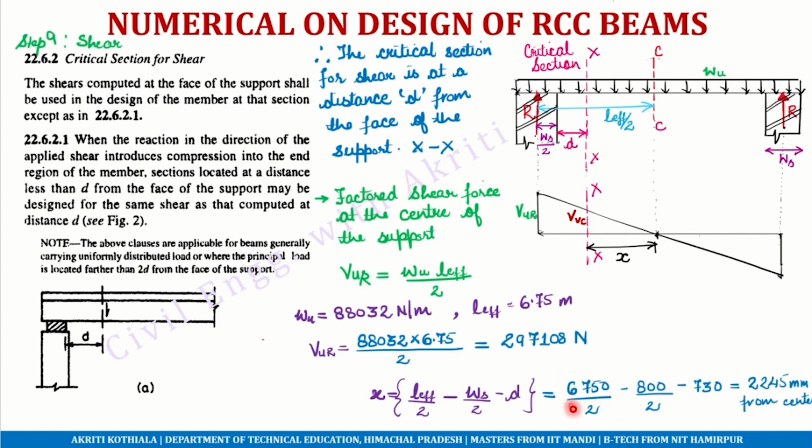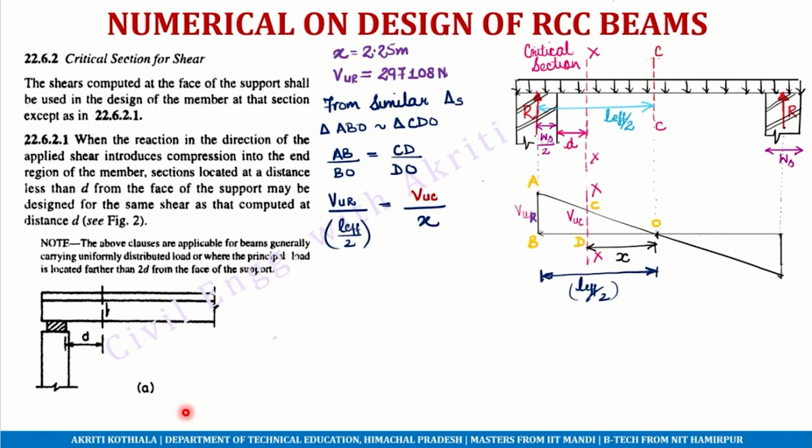We have to keep in mind that we have to convert the L effective from meters into millimeters, that is 6750, because all the other values are in millimeters. So this is the value of x from the center of the support. Now we can simply write this in terms of meters. This is in millimeters, so this can be written as 2.25 meters from the center of the support. We have just rounded it up to 2.25 meters. Slight rounding up has been done here.